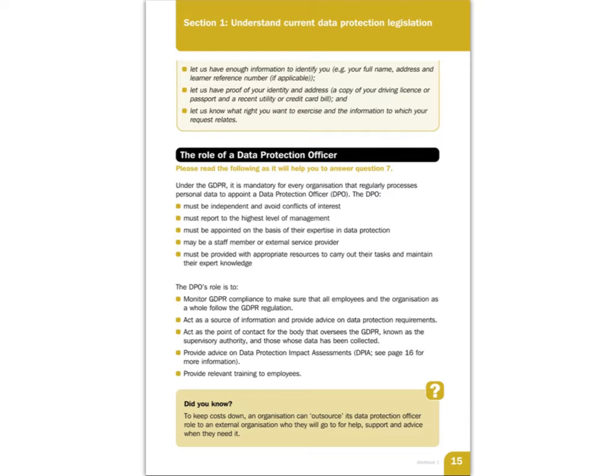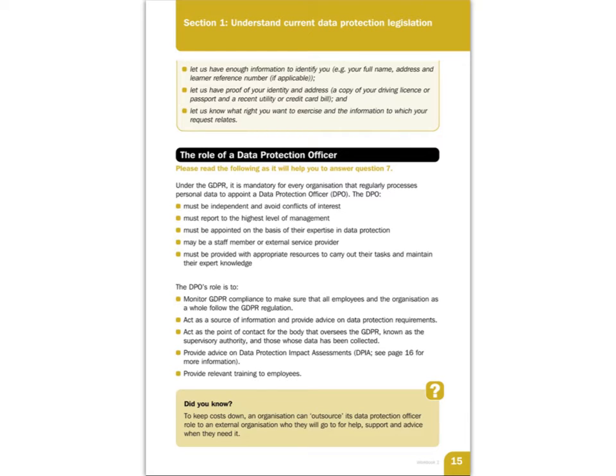So now we move on to the role of a data protection officer. This is your answer for question 7, where it actually asks you to describe the role of a data protection officer. So the data protection officer must be independent to avoid conflicts of interest, must report to the highest level of management, i.e. they must be on pretty much the highest level at the company, and must be appointed on the basis of their expertise in data protection, so it can't just be anyone, it has to be someone who actually knows what they're talking about in data protection.